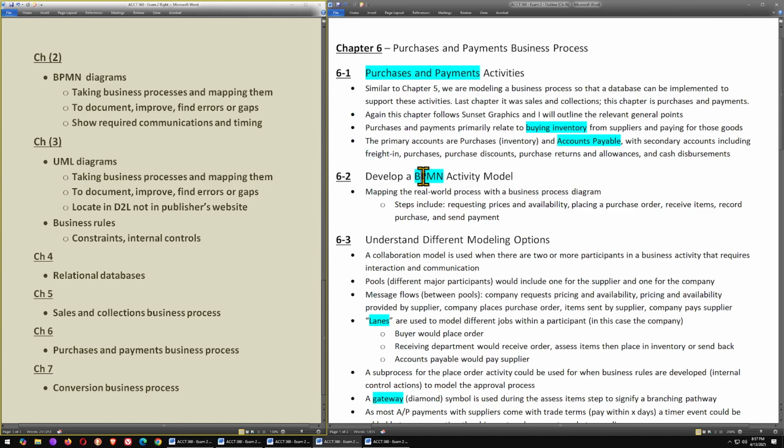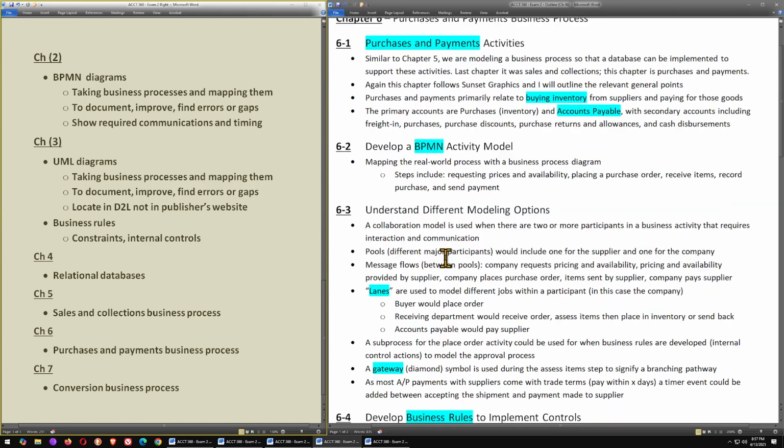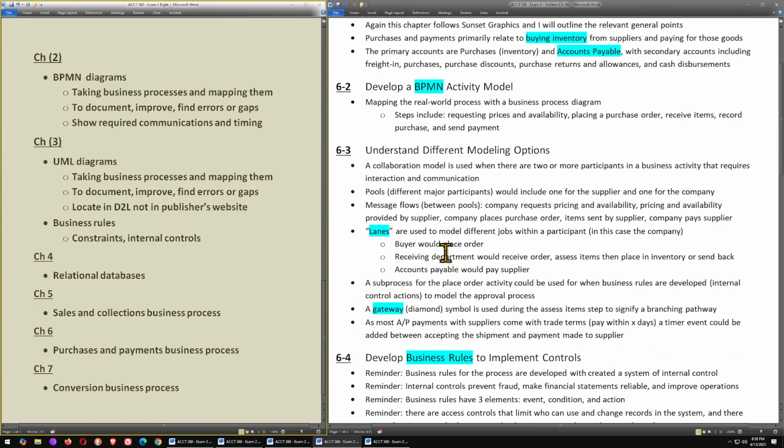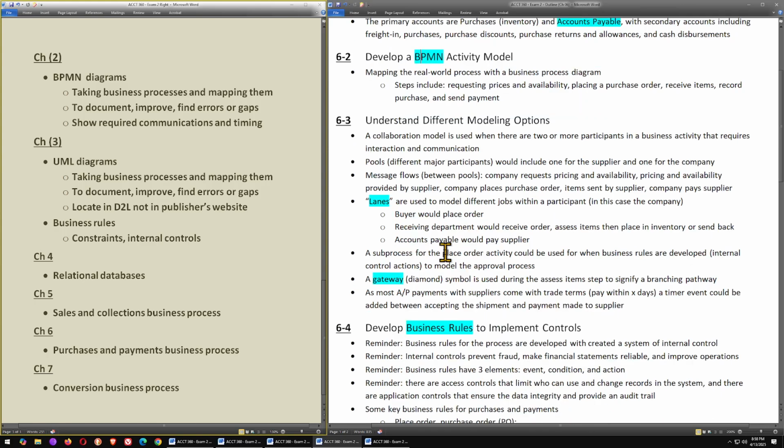The BPMN activities, the business process flow: requesting prices and availability, placing a purchase order, receiving items, recording the purchase, and sending payment. What are some of the additional things introduced in this chapter about BPMN models? What are lanes? These show different roles within a company or within one participant. Remember, message flows are between pools. Lanes are within a pool. A gateway shows a business process flow that has a branching pathway.